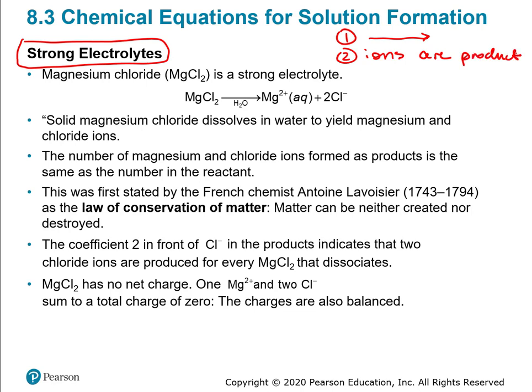So that's really the easiest way to identify if something is a strong electrolyte. I don't know why they didn't put the AQ, but there really should be an AQ after the chlorine. I don't really know why it's not there, but it should be.